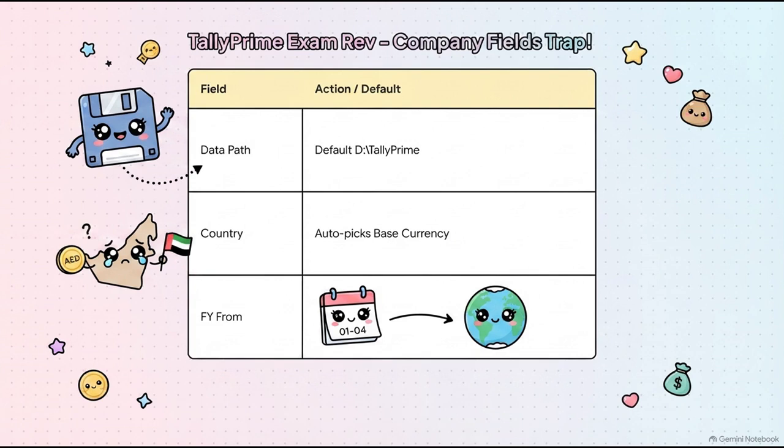If you accidentally select Dubai as your state but completely forget to set the country to UAE, you are going to mess up your base currency symbol. So always pick the country carefully. Finally, your financial year from date defaults based on your computer's system date and the selected country.